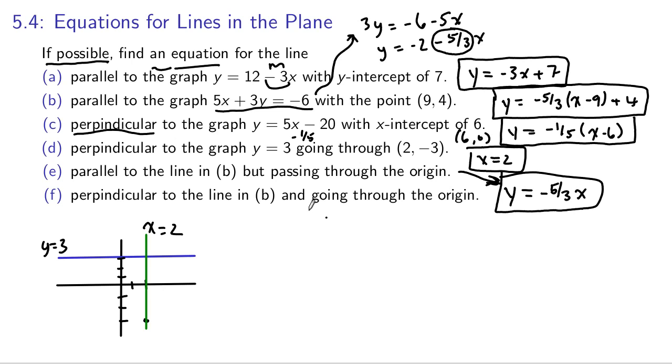F. Perpendicular to the line in B, and going through the origin. So the slope here was minus 5/3, so the negative reciprocal would be 3/5. So the equation is y equals 3/5 x. Going through the origin, there's no y-intercept, no x-intercept. We're done. So that's our answer to F.